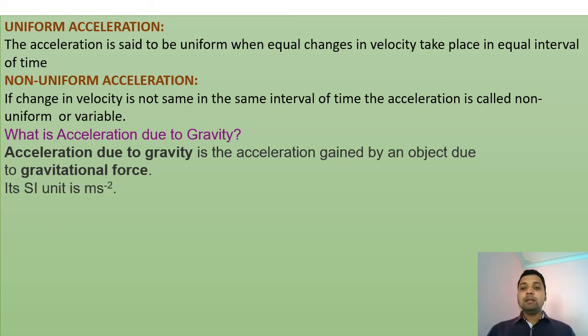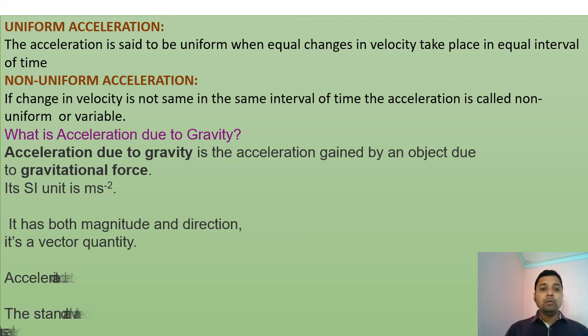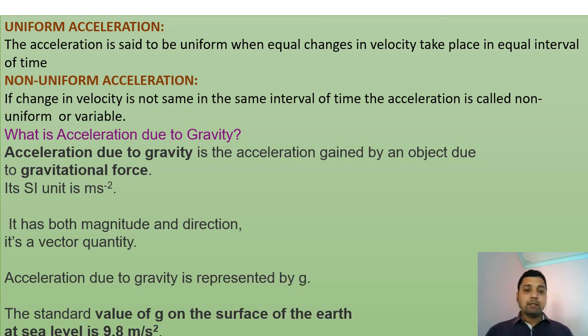Its SI unit is the same as acceleration, meter per second square, and acceleration due to gravity has both magnitude and direction, so it's a vector quantity. Like acceleration, acceleration due to gravity is also a vector quantity. On the Earth's surface its average value is 9.8 meter per second square, and it is represented by small g. It is used to calculate weight of a body: weight equals mass into acceleration due to gravity.